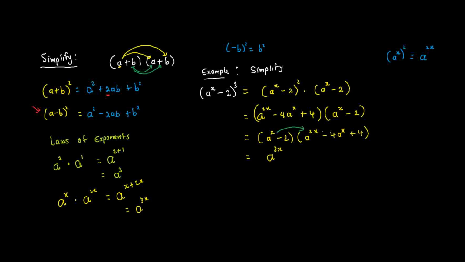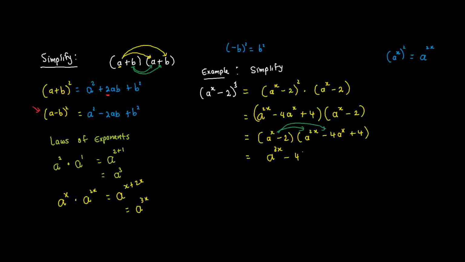Now I have a raised to the power of x times negative 4 a raised to the power of x. That's going to give me negative 4, and remember, a raised to the power of x times a raised to the power of x is a raised to the power of x plus x.